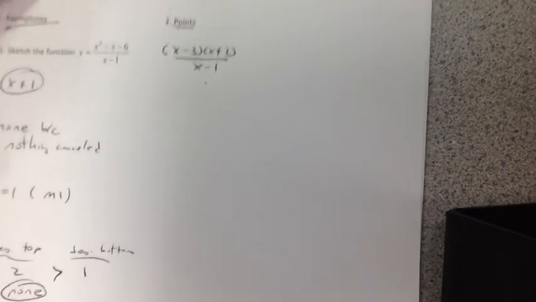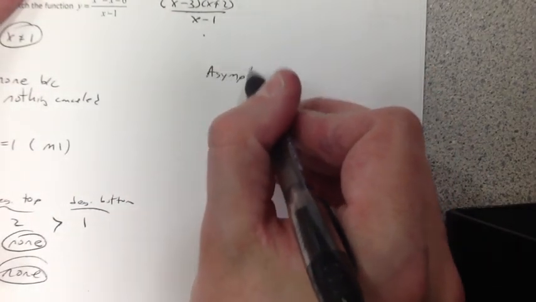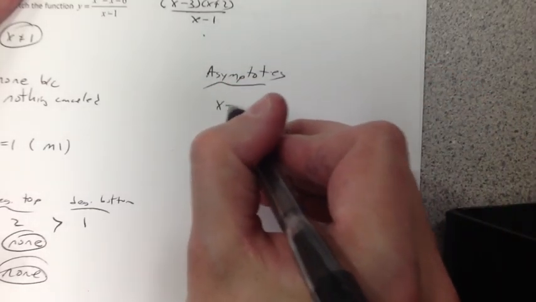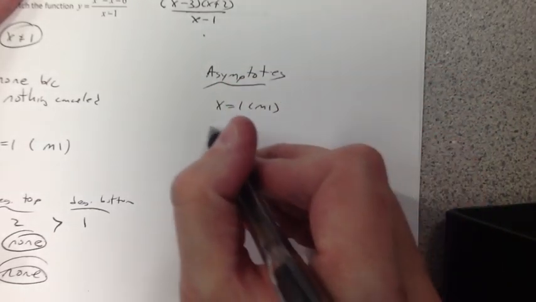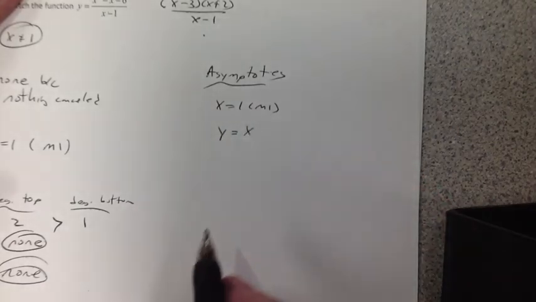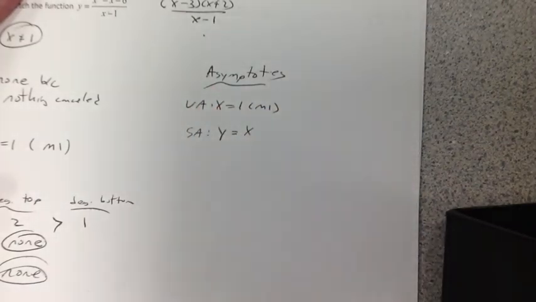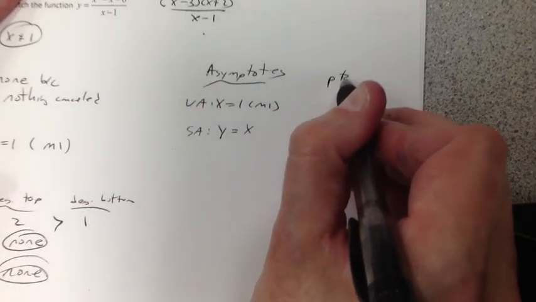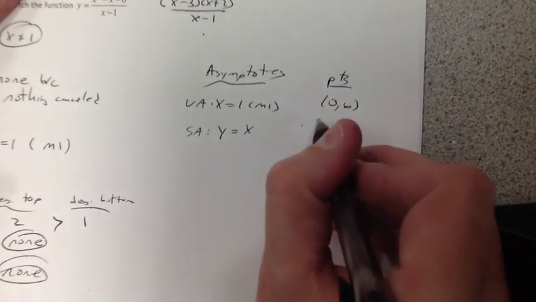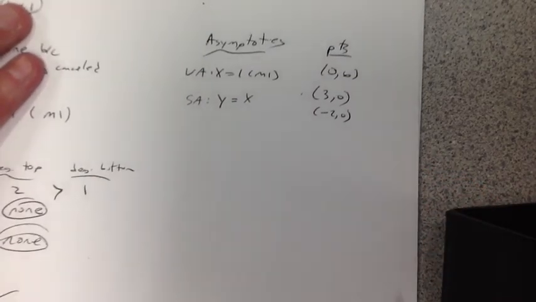So let's go take a look at a graph of our function. List out your asymptotes. The asymptotes are easy. x equals 1. It was multiplicity 1. And y equals x. That's our slant. There's our vertical. Get any points that we found along the way. We got the y-intercept, (0, 6). The x-intercepts are at (3, 0) and (negative 2, 0). And now we're ready to graph it.